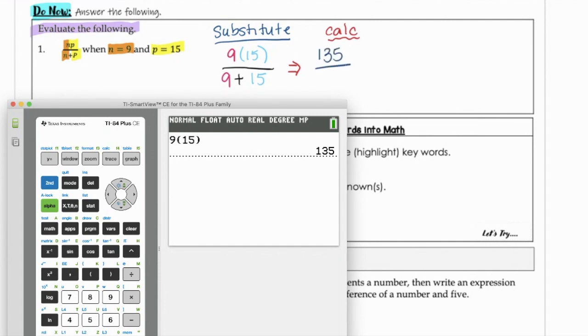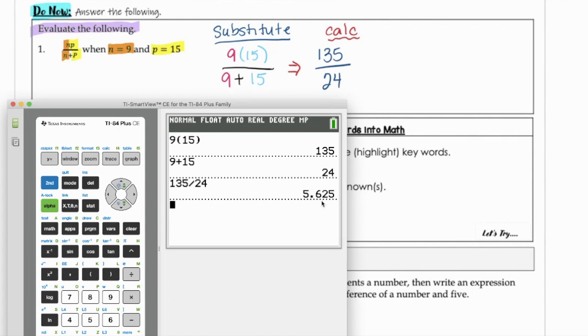Okay, so now I'm going to do the bottom. 9 plus 15, enter, 24. At this point, I have the numerator simplified, the denominator simplified. I'm going to divide this. 135 divided by 24, enter. It gives me a value of 5.625. Now that I have that answer, I don't want to give that answer as my final answer.